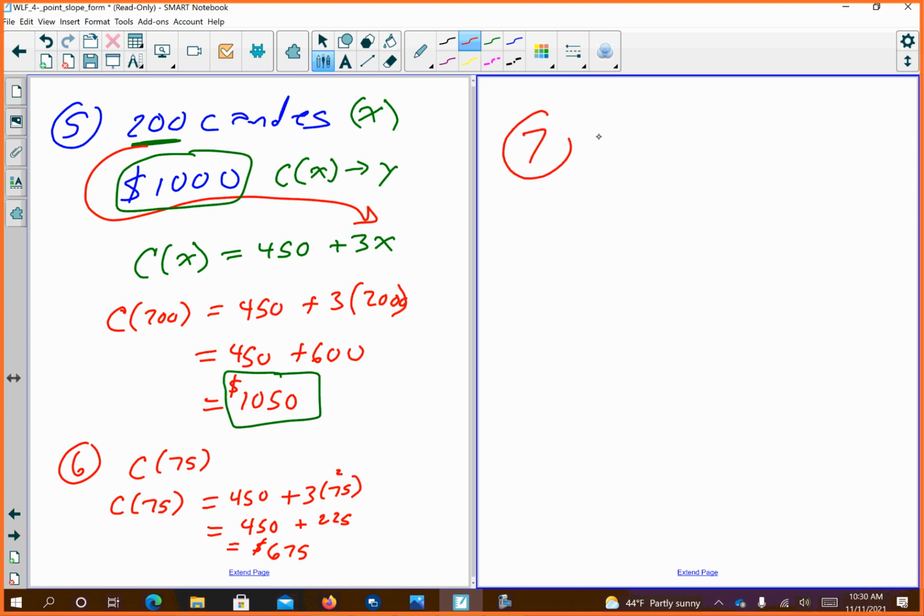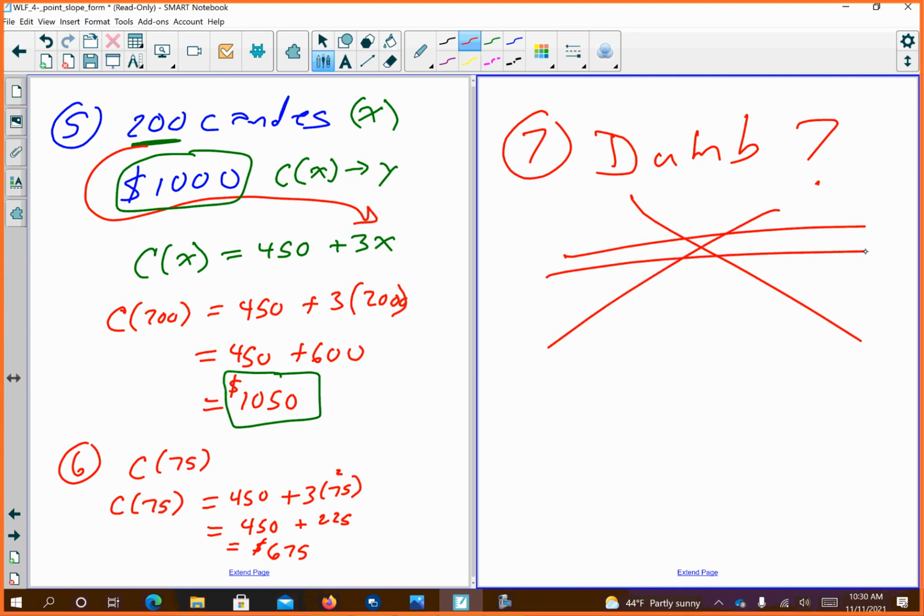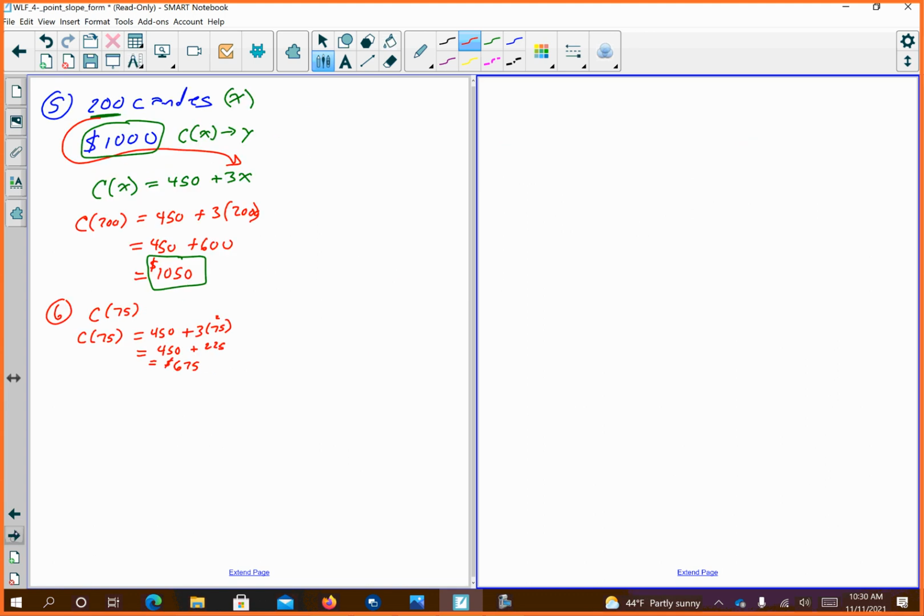Problem number 7, friends, I think is a dumb question. So I'm going to skip it. I think it's a silly question in my opinion. If you have ever done any rock climbing, you do not climb at a constant rate of speed. So I think it's a bad example. We're going to throw it away. We're not going to use it again. Got it?